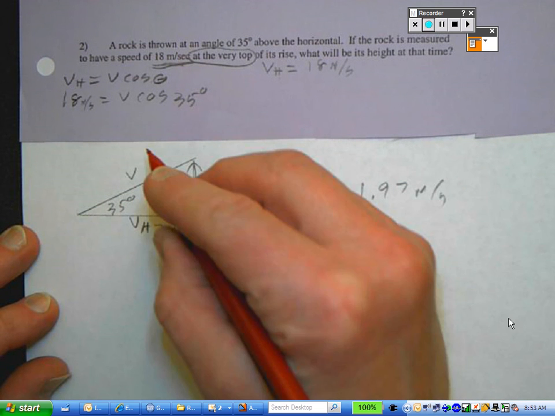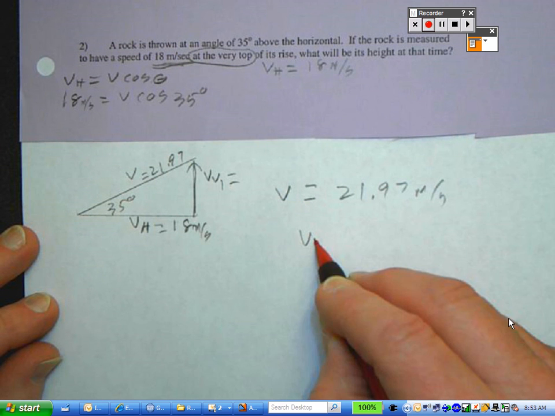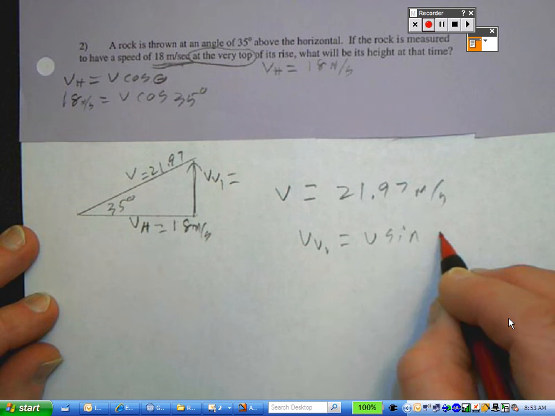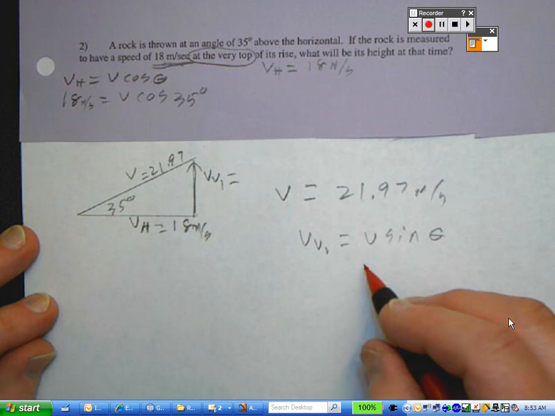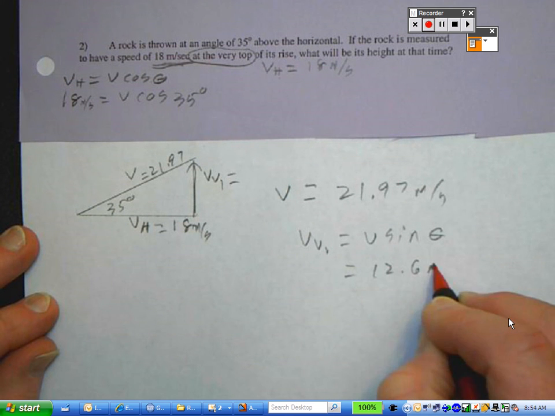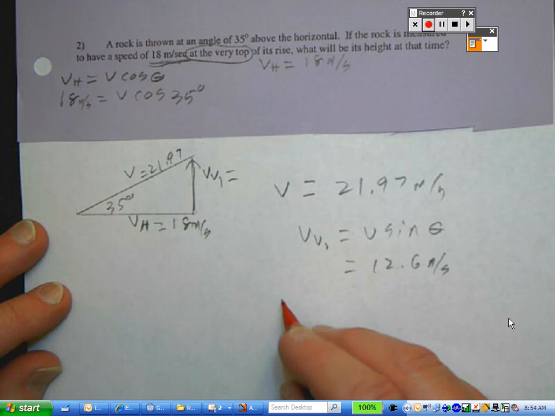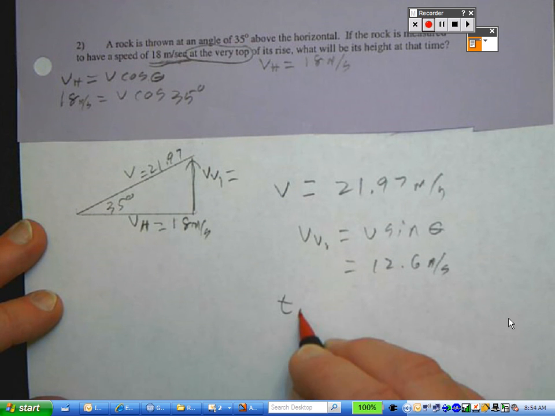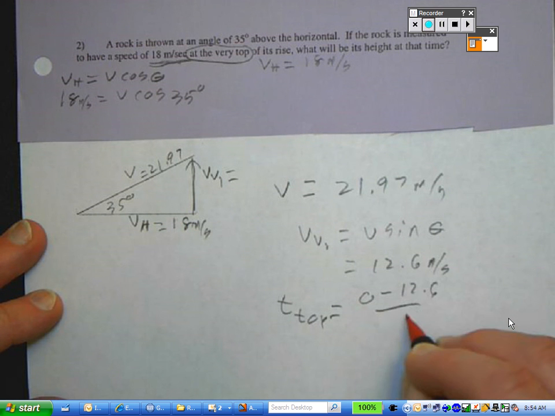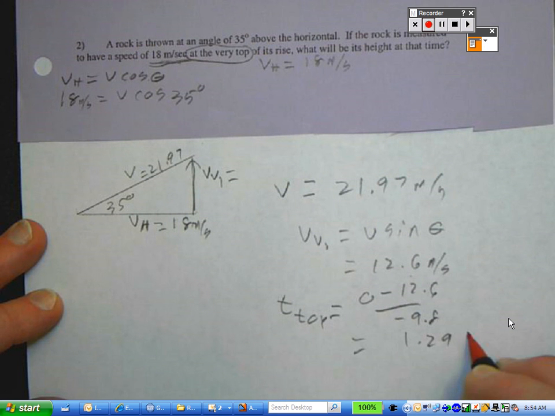Let's write this, 21.97. The v sub v1 can be found by v sub v1 equals v sine theta. If you take v sine theta, you should get 12.6 meters per second for the v sub v1. Of course, when something is thrown and it goes up and down, time to the top is very useful to do. We do 0 minus 12.6 over negative 9.8 produces 1.29 seconds.